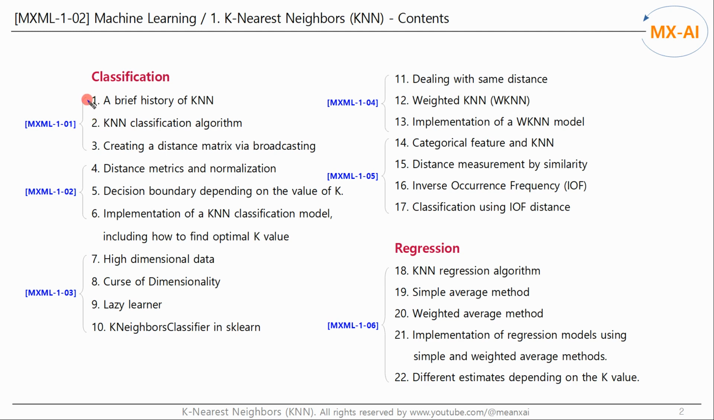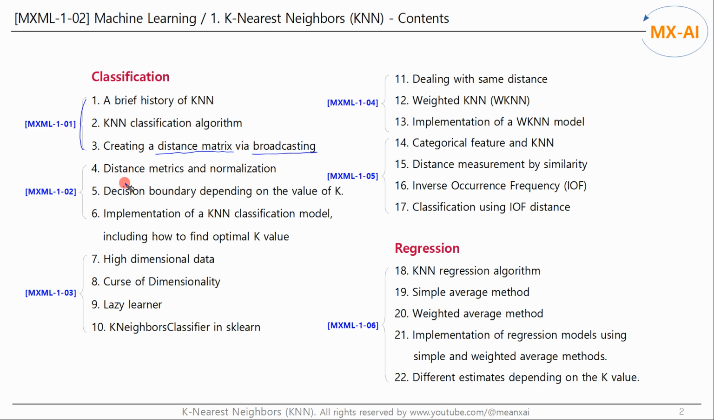In the last video, we looked at the basic algorithm for KNN classification and how to compute a distance matrix using array broadcasting. And we wrote some code to perform KNN classification using the distance matrix.